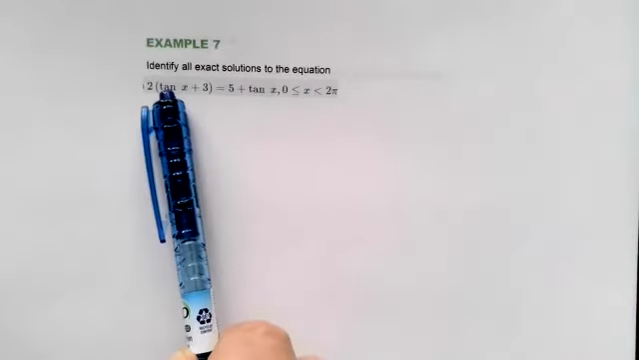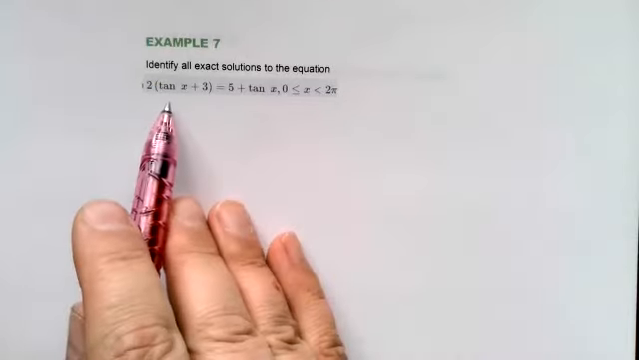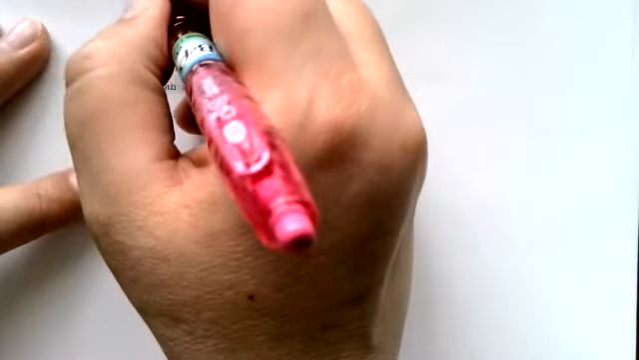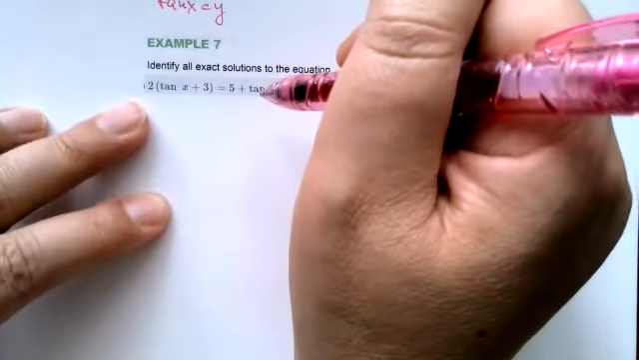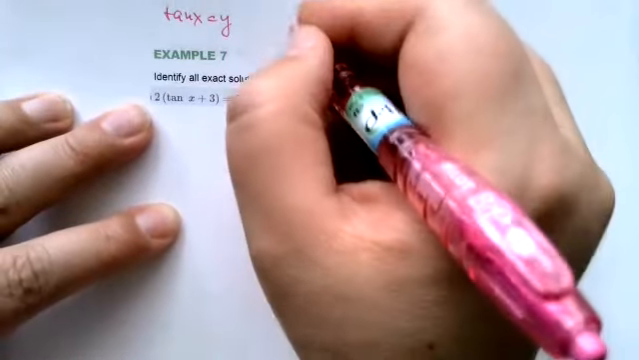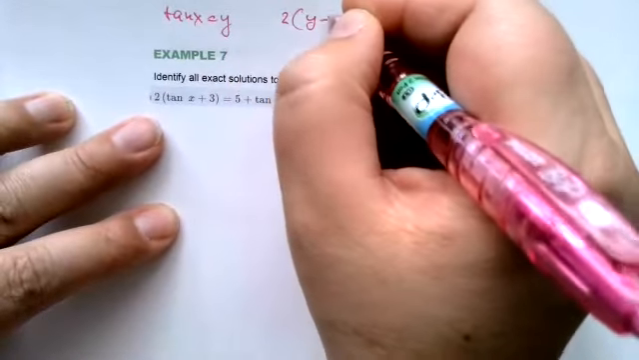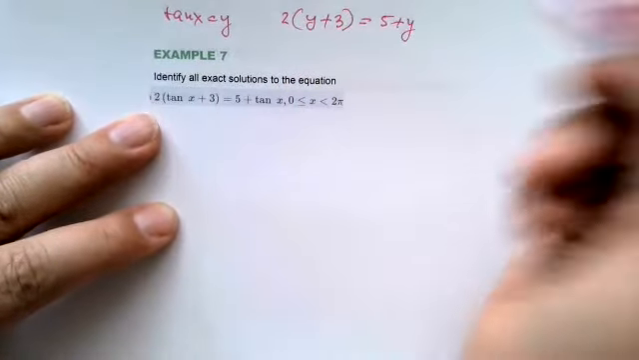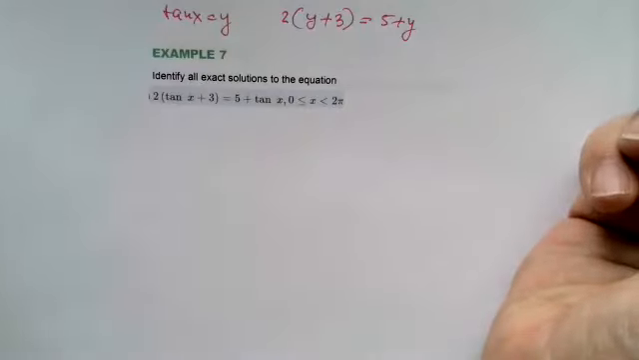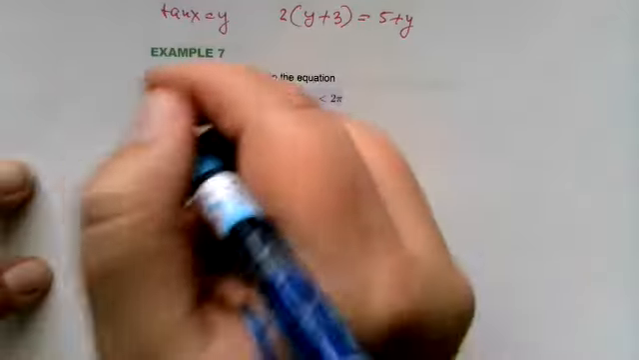In this case, our variable is tangent x. So again, if this is too complicated for you, if you don't see it as a linear equation, then just make the substitution tangent x equals y. Then your equation becomes 2 multiplied by y plus 3 equals 5 plus y. So now it's a simple linear equation, but we're going to keep our tangents, okay?